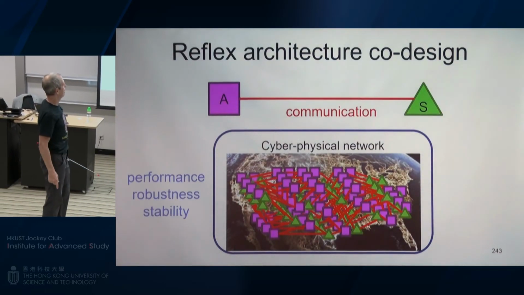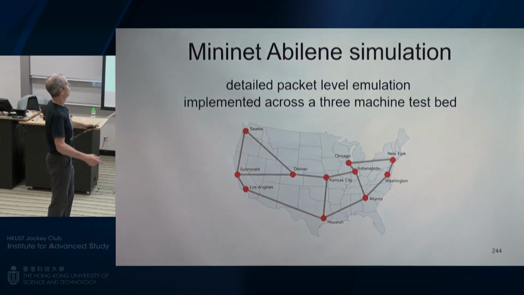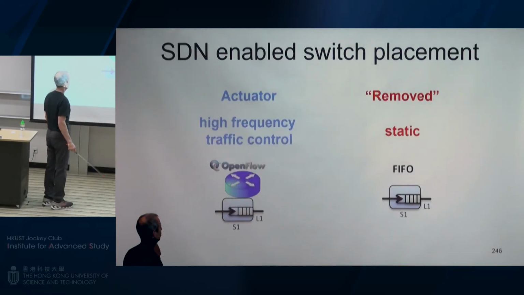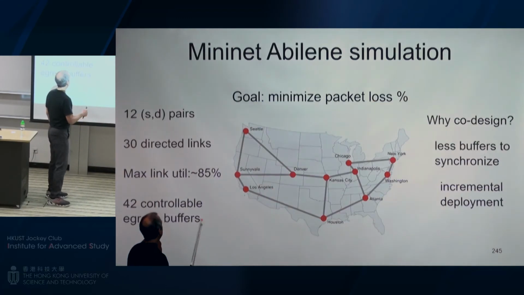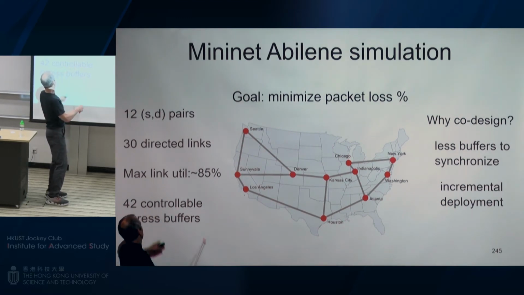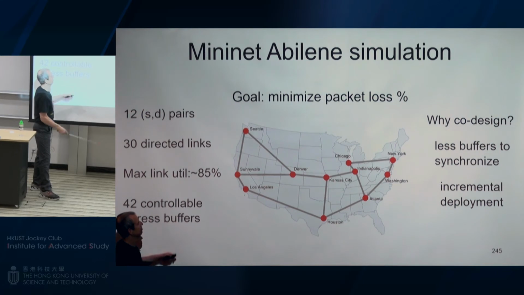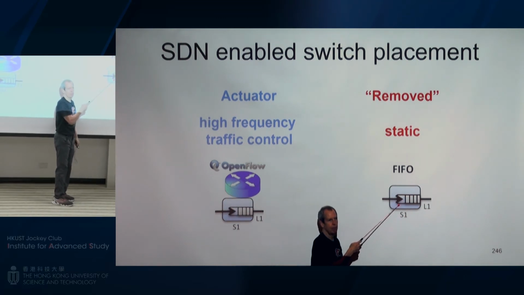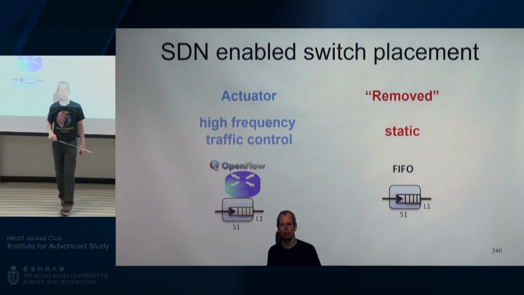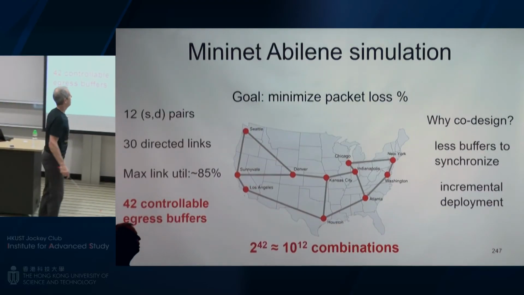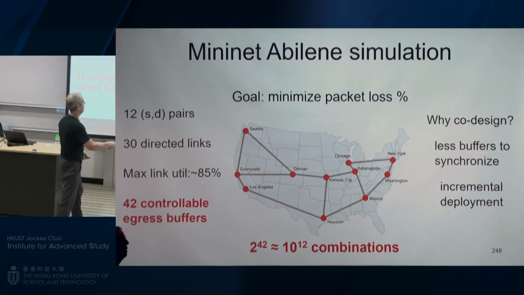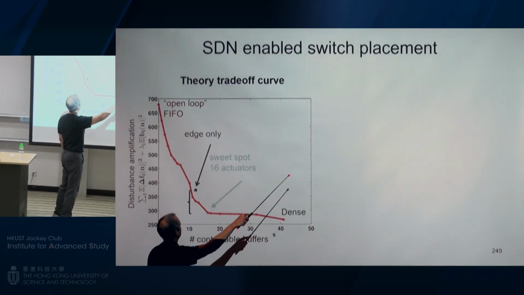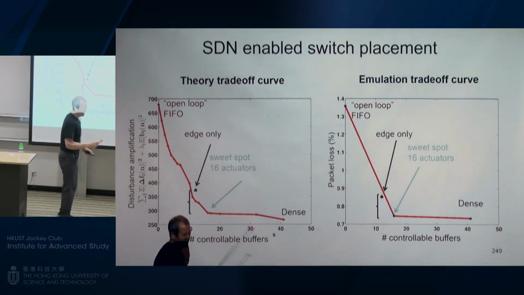Okay, let's go back to the internet. Same story, same problem again. Here's the same issue, which is you've got 42 controllable buffers in this system. And you can either put a controller there or just a FIFO, a brainless queue. And now you can do the same stuff, right? Again, horrible, 10 to the 12th combinations of possibilities. Theory, experiment, not experiment, simulation.